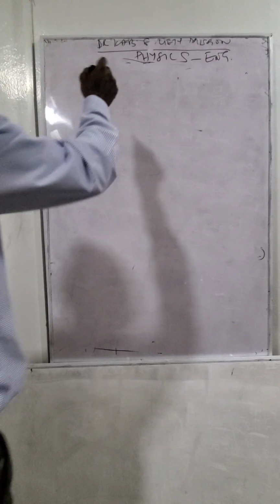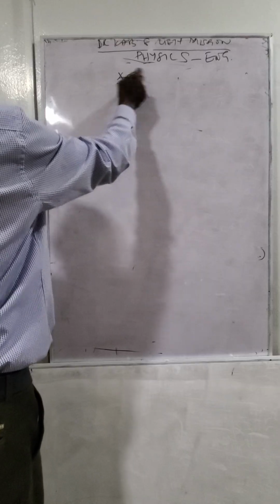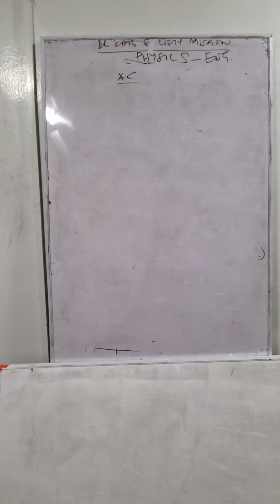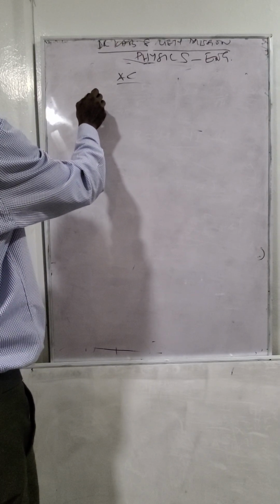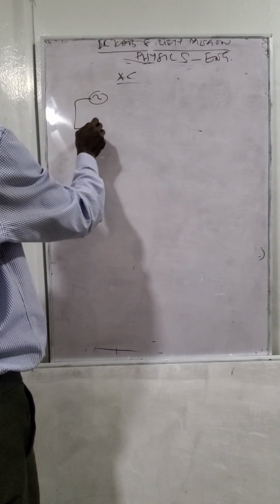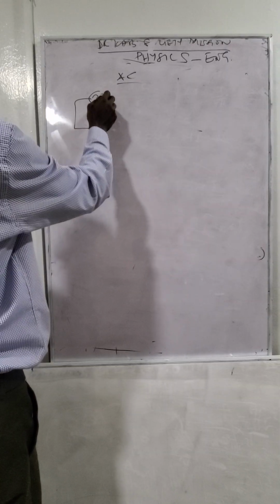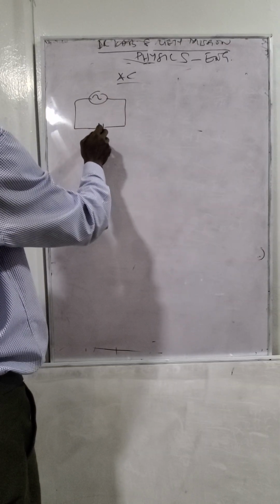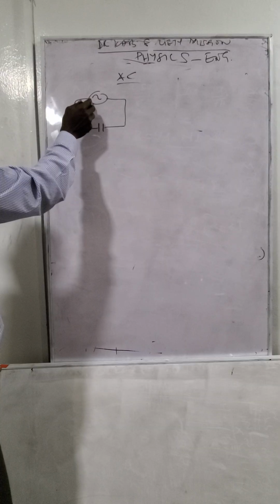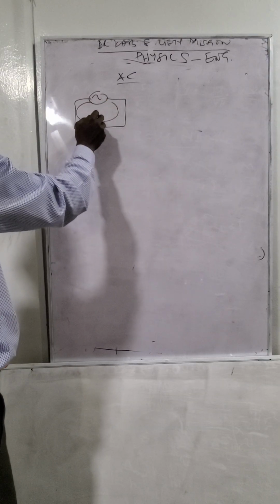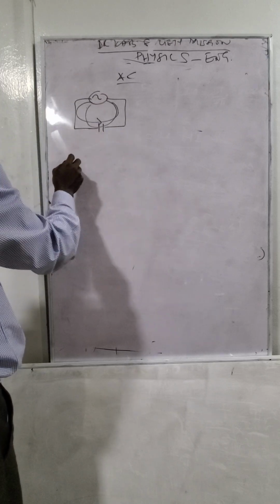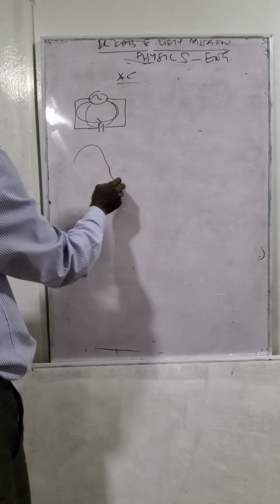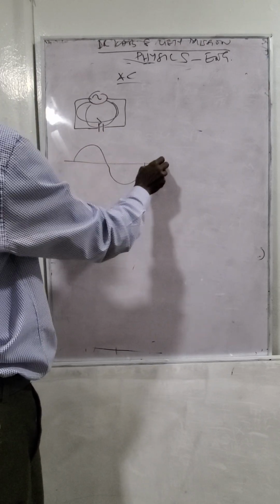Now let's look at the AC current. Let's assume, so this is the AC current. It's connected to a capacitor, like that. Now what happens is, first of all, the current goes that way, and then in the other half comes that way. So it's that, and then opposites. So this is the current.